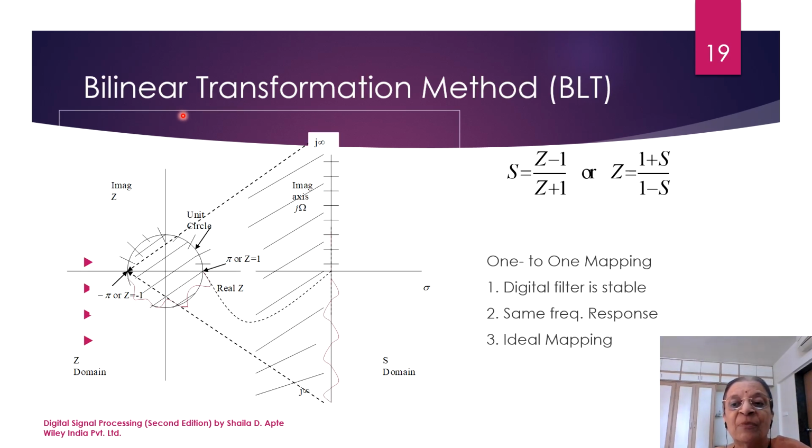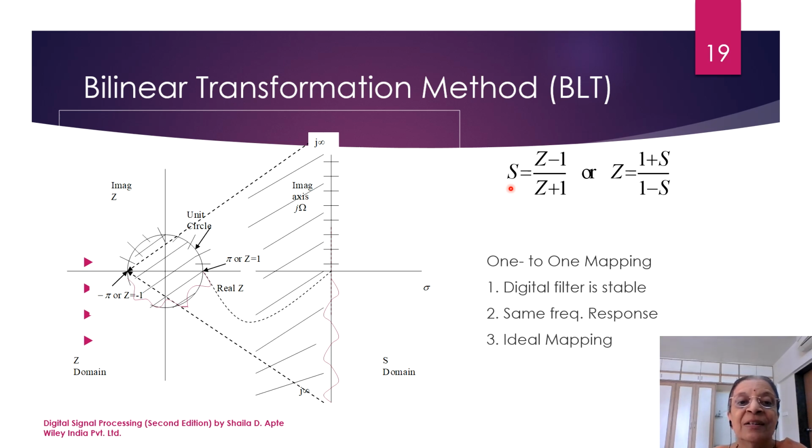Then we have the best method, called the bilinear transformation method. Why is it called bilinear transformation? Because s is written as (z minus 1) upon (z plus 1). So there is a linear transformation in the numerator and a linear transformation in the denominator. That is why it is called bilinear transformation. Or z can be written as (1 plus s) upon (1 minus s). Again, it is a bilinear equation.